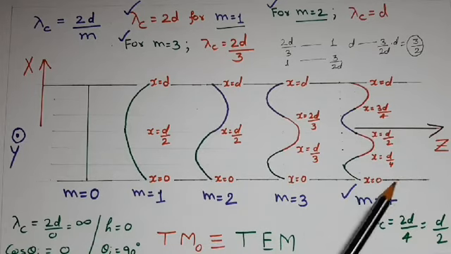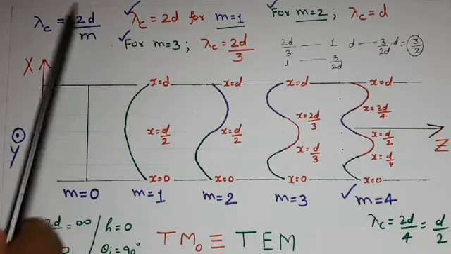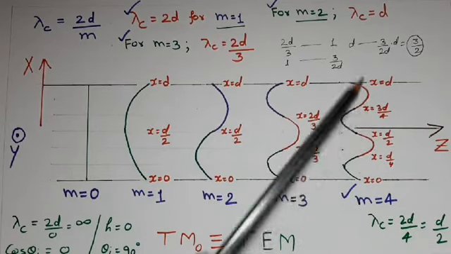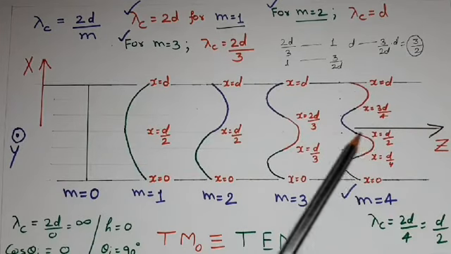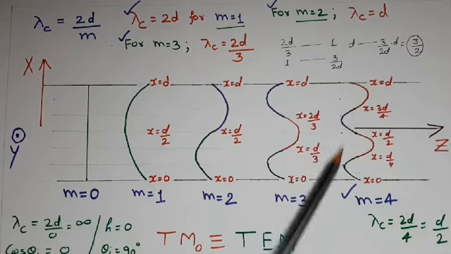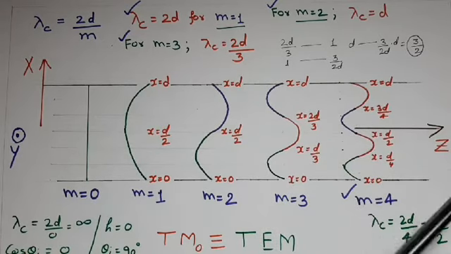Similarly for m equal to 4, lambda c is equal to d by 2. It means in d by 2 distance, one wavelength would be available. So in d distance, 2 wavelengths would be available. Because the separation between the planes is d, 2 wavelengths would be available in this separation, and that can be shown in this way. In a similar way, we can plot the field variation for m equal to 5, 6 and so on.